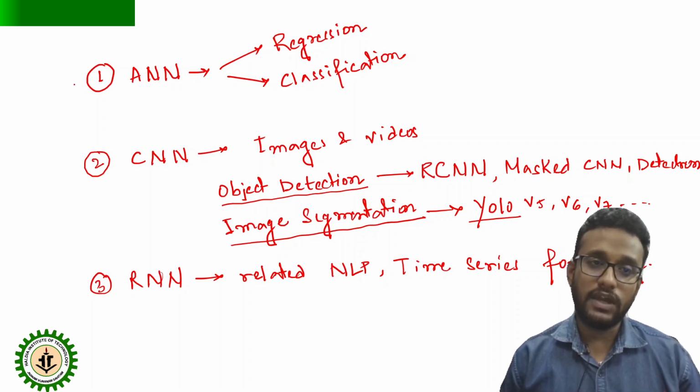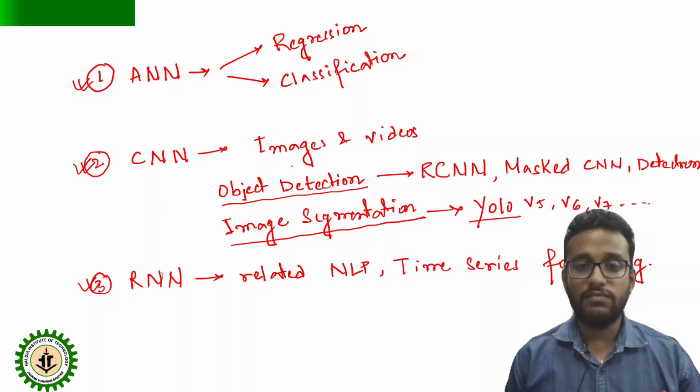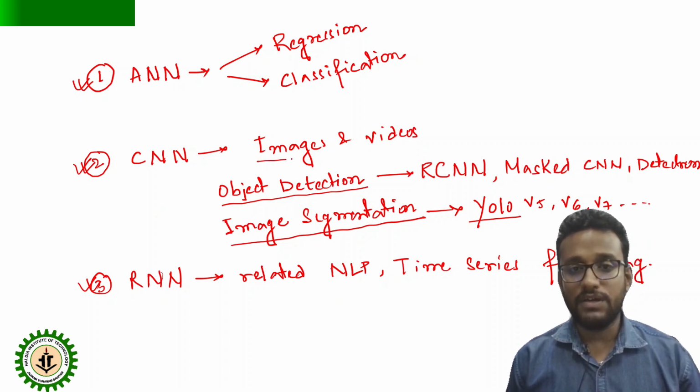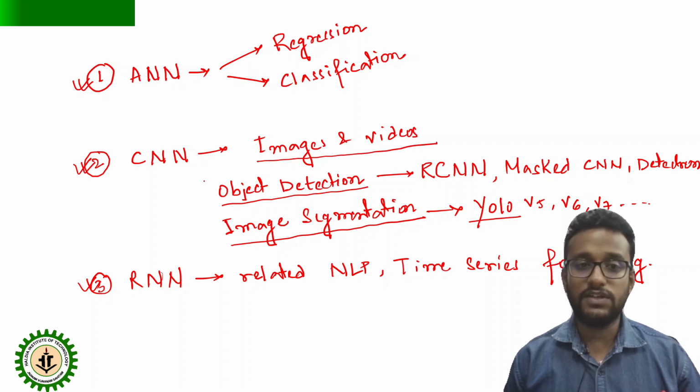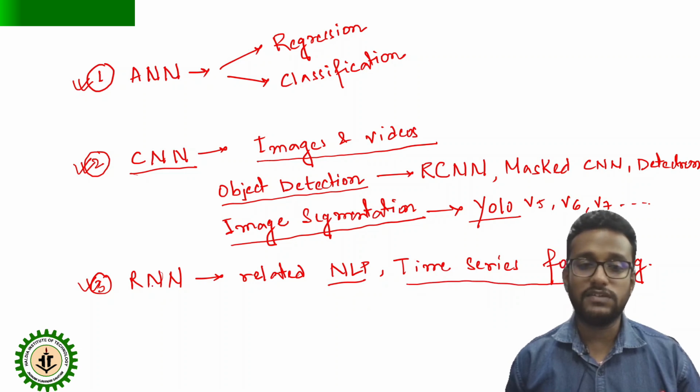So again, we have the artificial neural network, we have the convolutional neural network, and we have the recurrent neural network. If we have data like images or videos, then for any kind of task related to images and videos, we can use the CNN. And if we have natural language processing or time series forecasting kind of task, we can use the RNN.